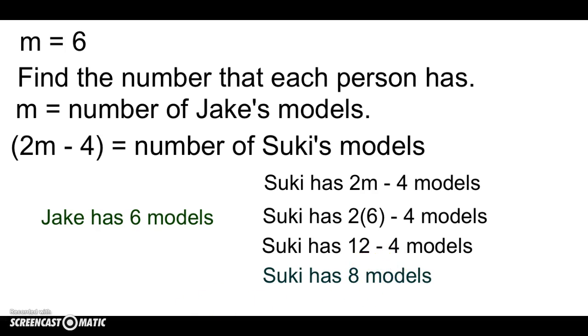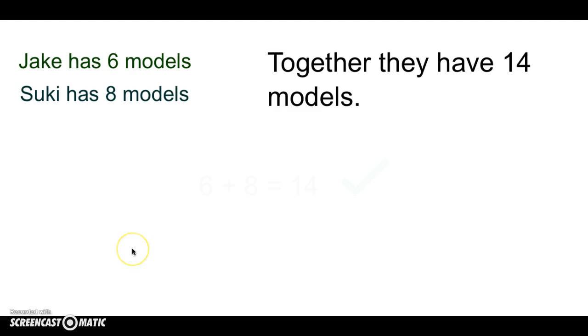Suki has 8 models. Is this a reasonable answer? Well, let's check it out. Jake has 6, Suki has 8, and together they have 14. 6 plus 8, well, that in fact does equal 14. If at any point I went too quickly, or if you'd just like to go over it again, pause and review the information. Otherwise, let's move forward.